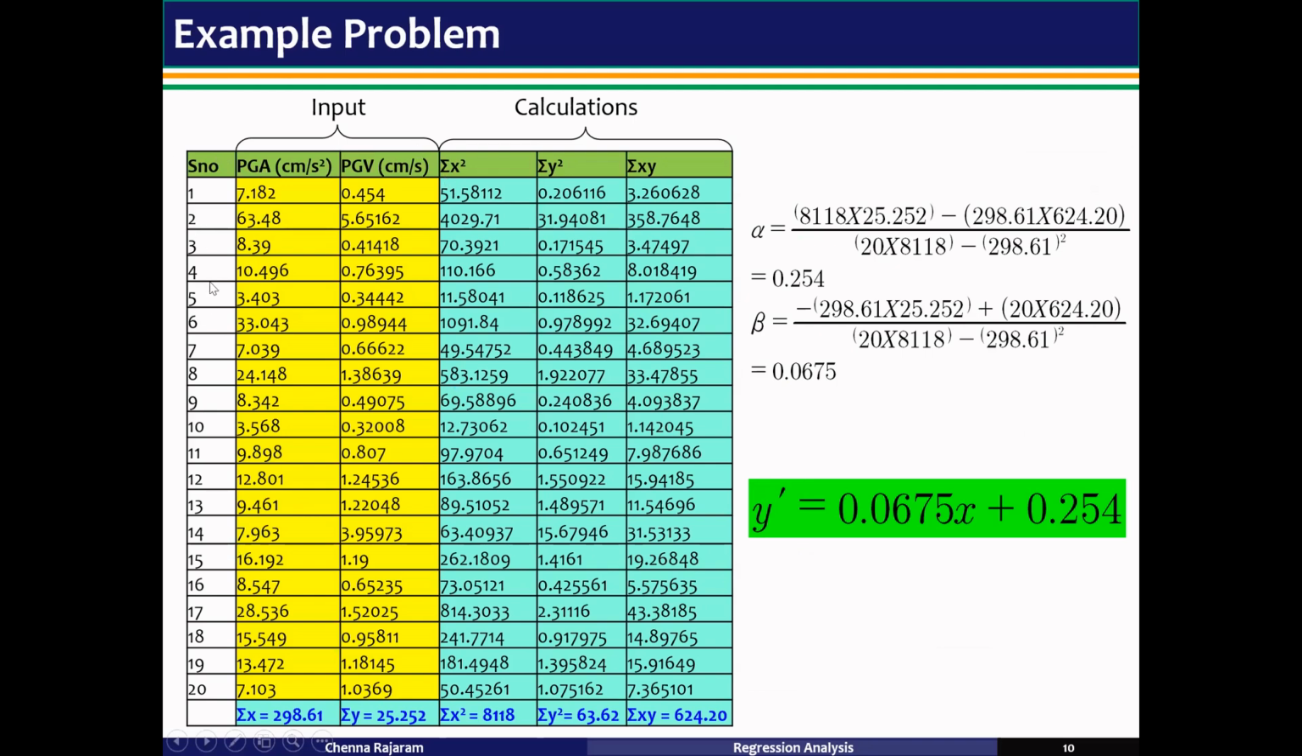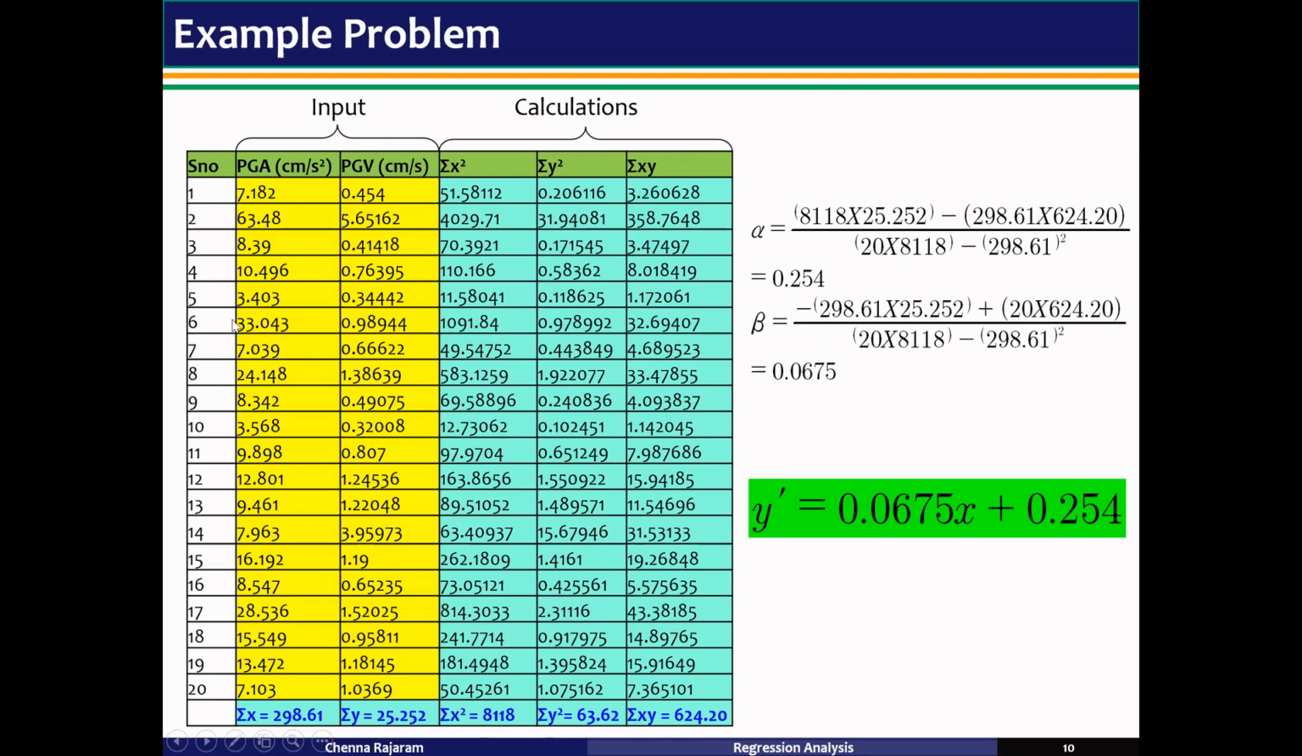A tabular column is given which consists of x and y values. The data points are 20. X is PGA, which is given in terms of centimeter per second square, and Y value is PGV, that is peak ground velocity, which is in centimeter per second. The yellow color indicates the input value. Now to obtain alpha and beta, we need to perform a calculation. That calculation is denoted with light green color.